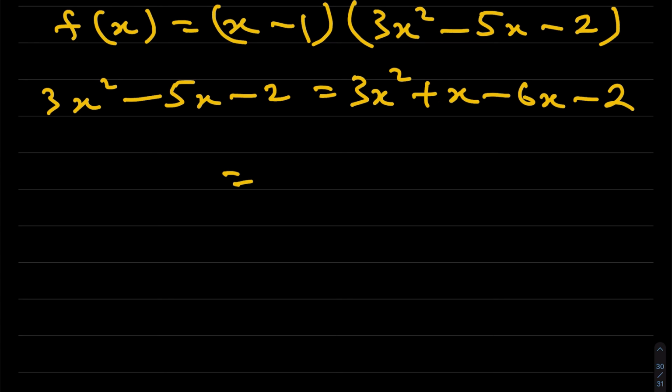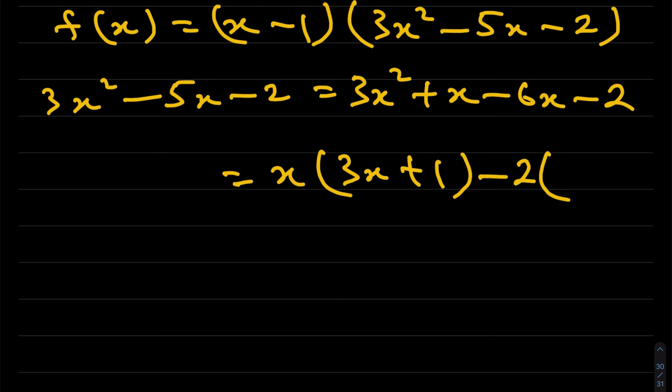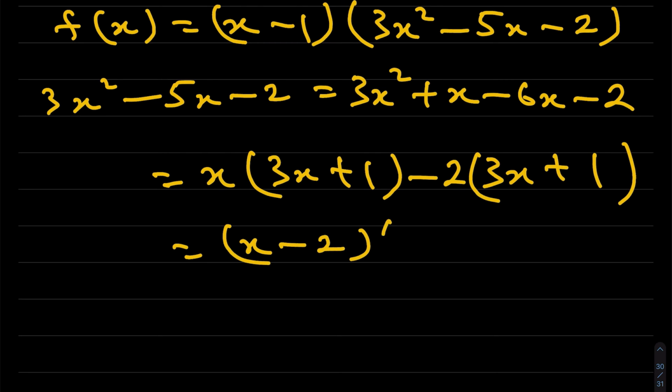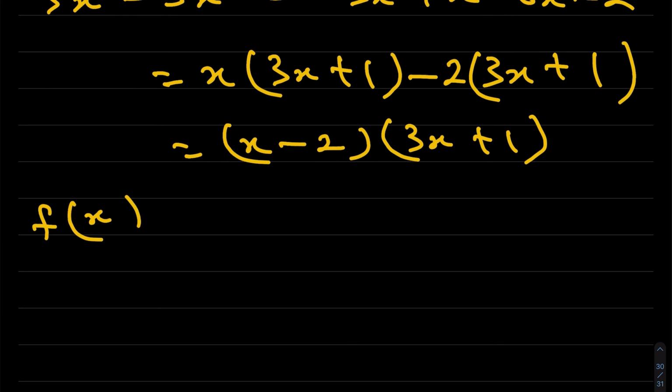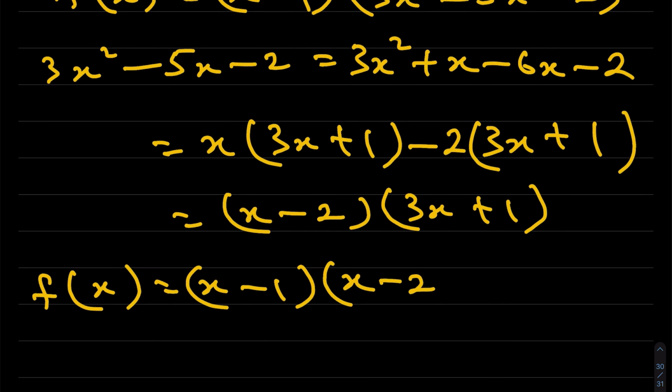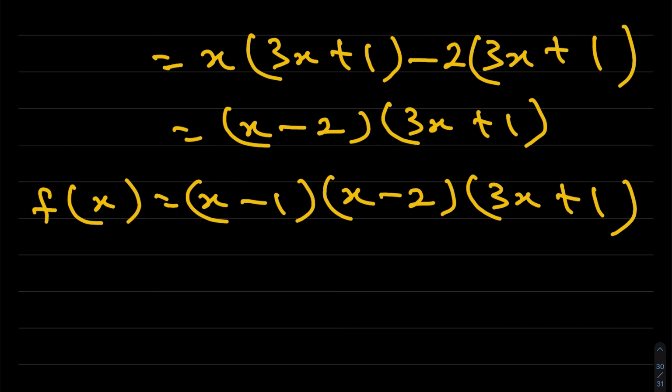So that simply means x into bracket 3x plus 1, minus 2 into bracket 3x plus 1, and that's the same as x minus 2 times 3x plus 1. Now therefore the complete factorization of f of x is x minus 1 times x minus 2 times 3x plus 1. So this factorizes f of x completely. That means we have got all of the factors of f of x.